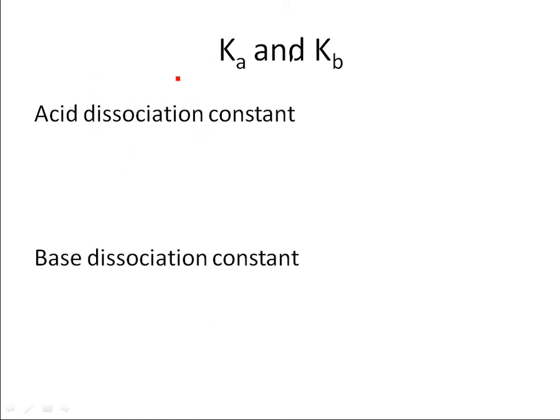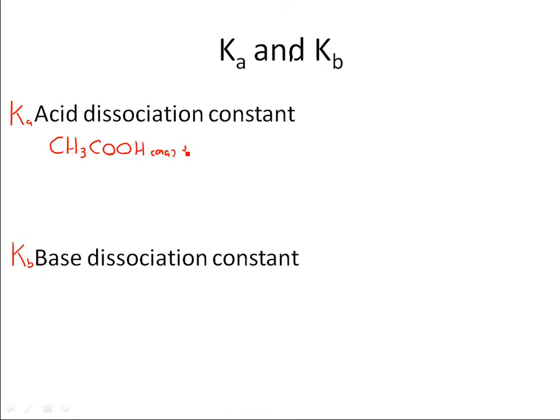Right, let's look at Ka and Kb. So Ka is the acid dissociation constant, Kb is the base dissociation constant. And the value of Ka or Kb tells you the extent of the dissociation of the weak acid or the weak base, because as you should know, weak bases and weak acids are partially dissociated in solution. So for Ka, let's look at this example here.